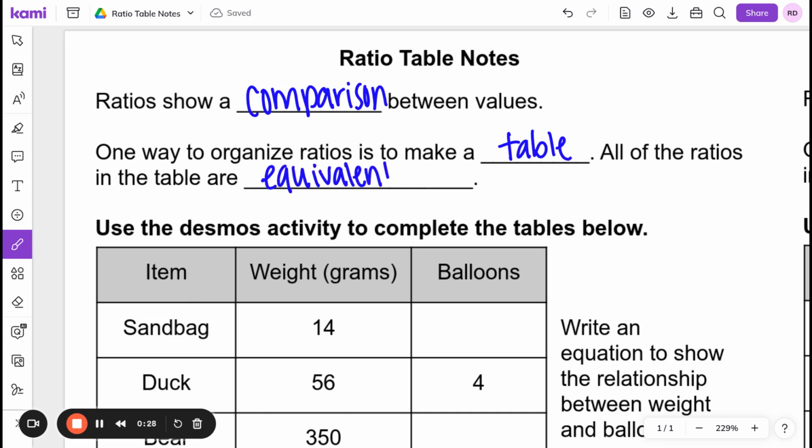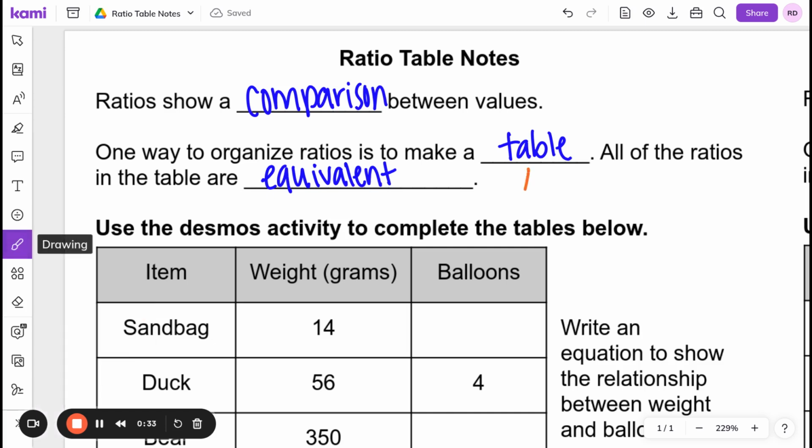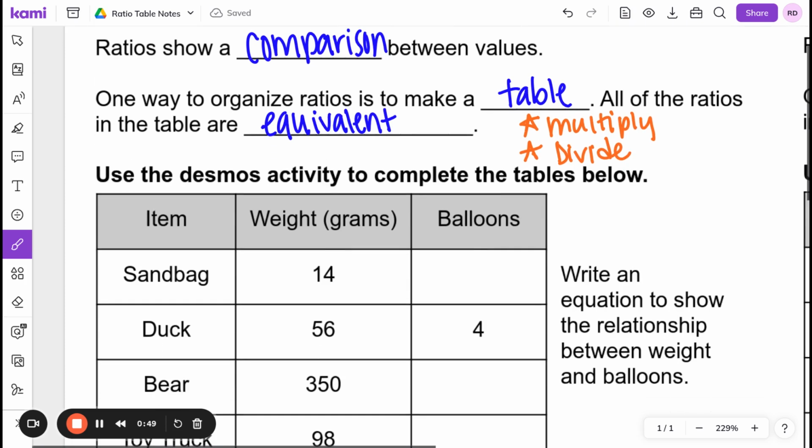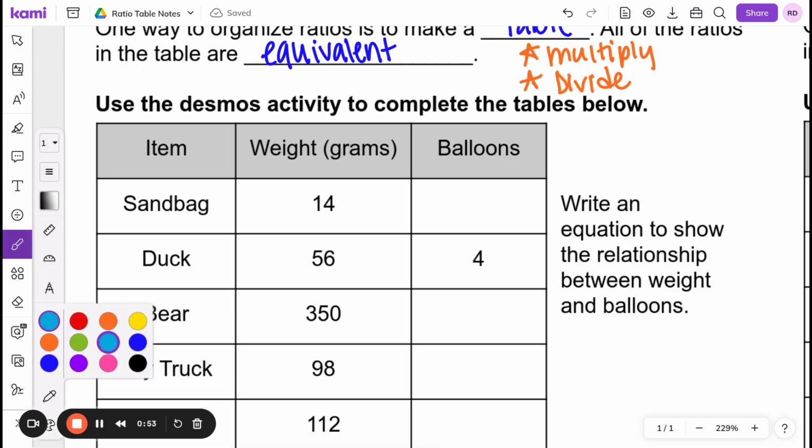So if we are creating equivalent ratios, we can still only use the two operations. We can still only multiply or divide to create equivalent ratios. And a reminder, whatever you do to the top, you're going to do to the bottom. These notes have an explore activity that goes along with them, but we're just going to fill in the information so that you understand where it's coming from.